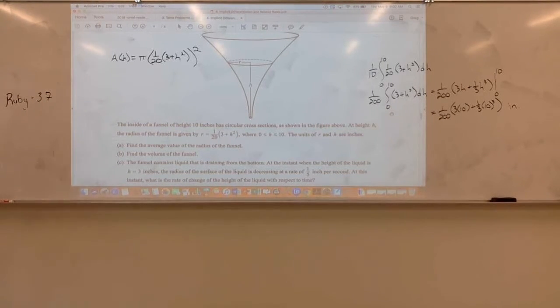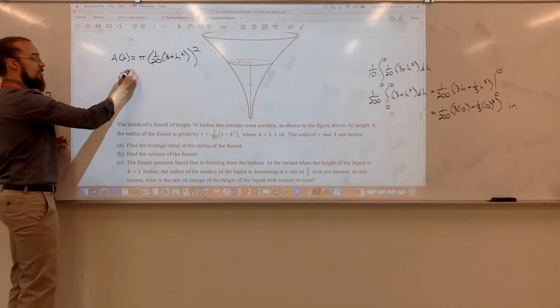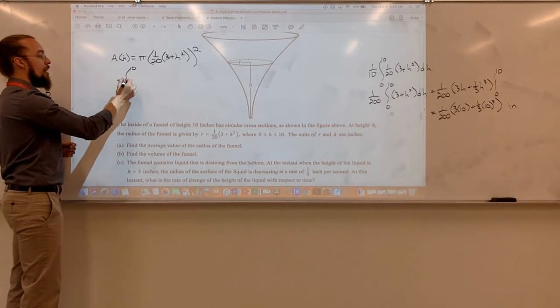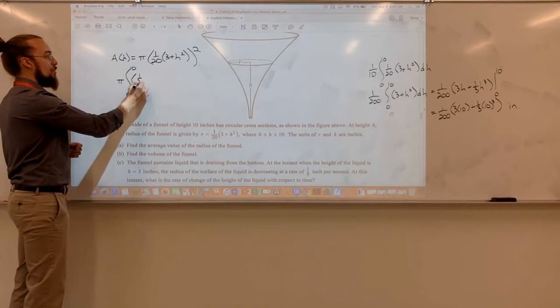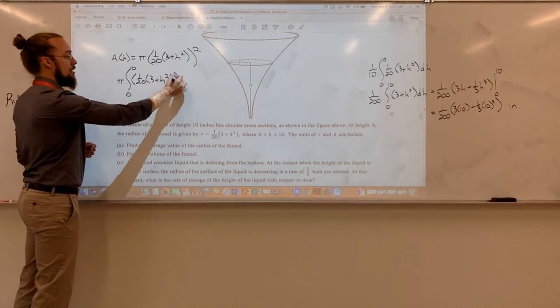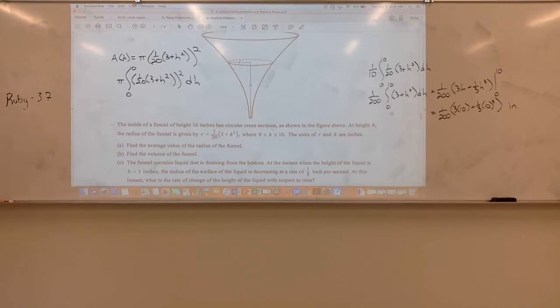So I want to take the antiderivative of this. Same bounds, right? 0 to 10. I can pull my pi out. So 1/20th times (3 plus h squared) squared dh. Don't forget your dh. I still see that being left off paper sometimes.